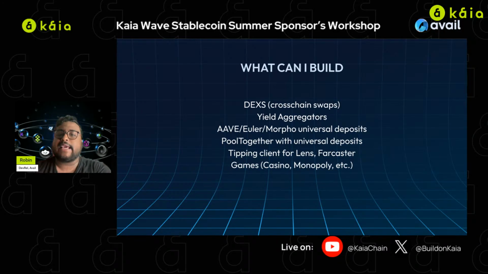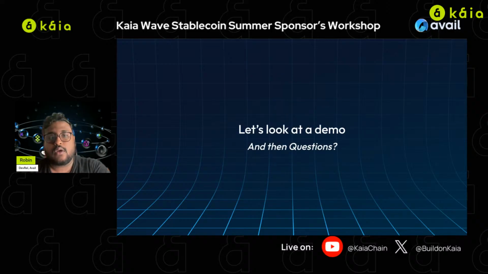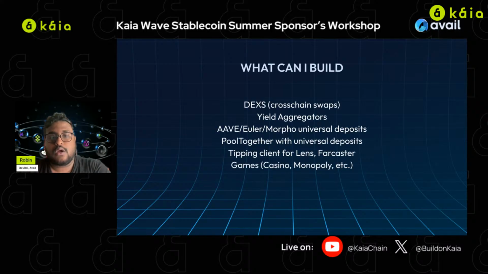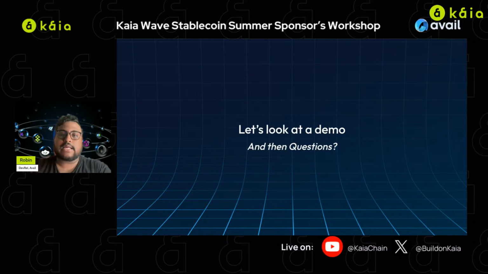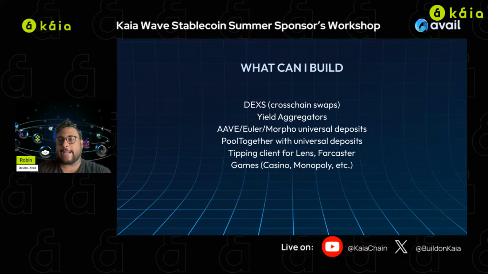Or you can build games, like casinos, prediction markets, or Monopoly or whatever that requires some funds to be used somewhere, and you can pull in liquidity from multiple chains for that. So yeah, I'll just pause right now if there are any questions. Otherwise, I will go on to showing a quick demo. But do we have any questions at this point?